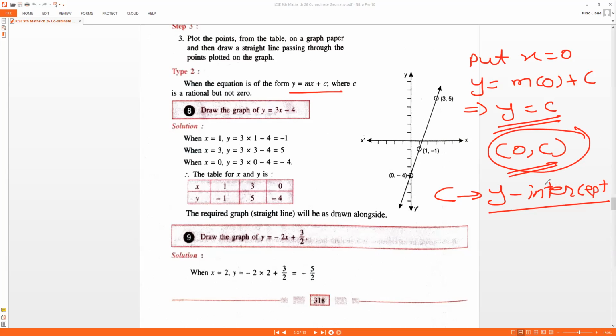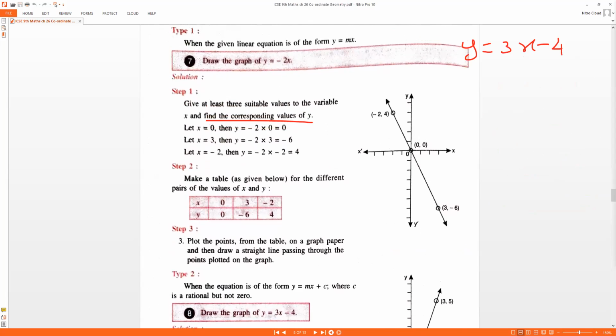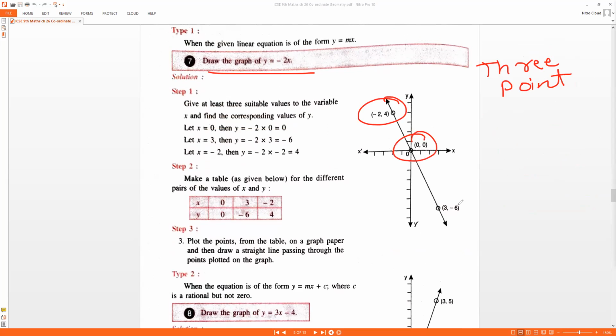Okay, so now let us see one example: y is equal to 3x minus 4. Whenever you draw the graph of any line, you have to take 3 points, like here 1, 2, 3.